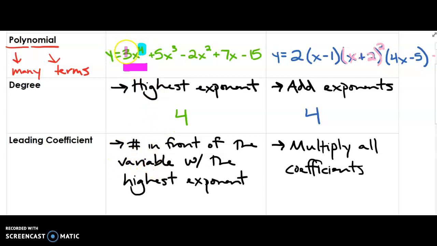The leading coefficient is just this coefficient, this number, out front of that term. And so my leading coefficient for this first example is 3. It's as simple as that. As long as we know our degree, we're looking at that term, and we're just picking out our coefficient.